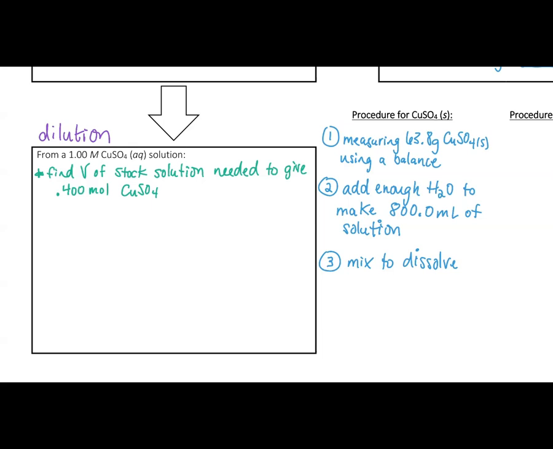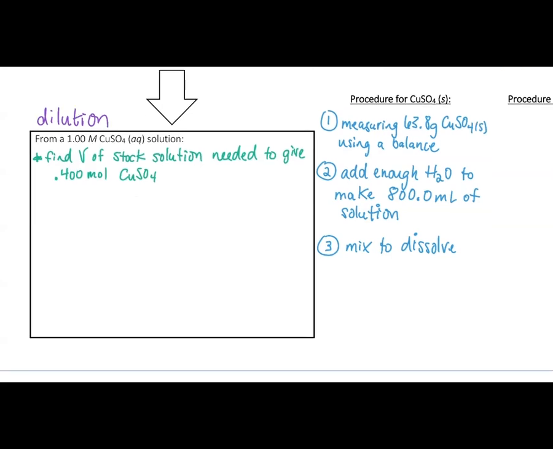Now, this one's going to be pretty simple and straightforward because we've got a 1 molar solution. So mathematically, it's going to be simple. But if we want to find volume, we want to know how many liters of CuSO4 we need if I need to get 0.400 moles.